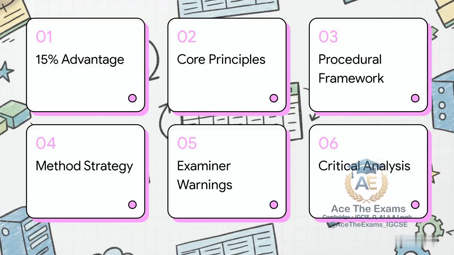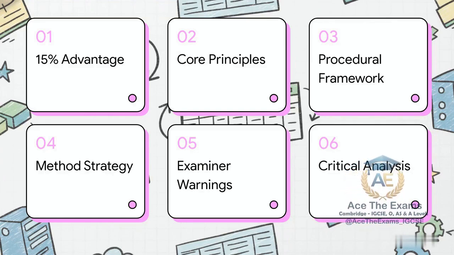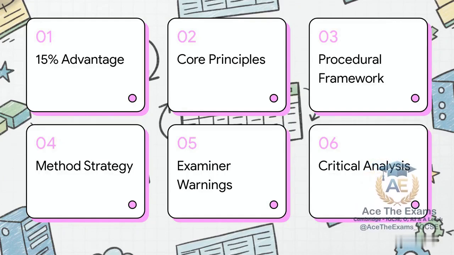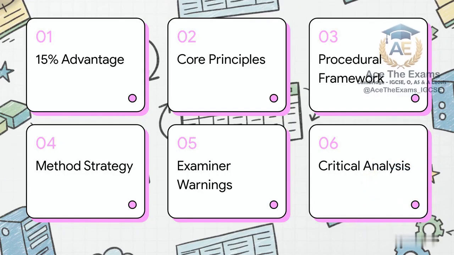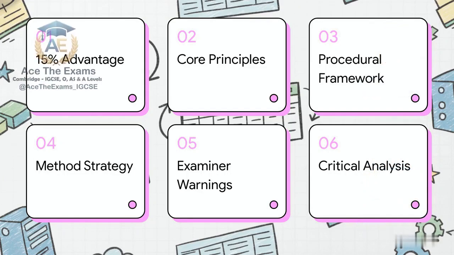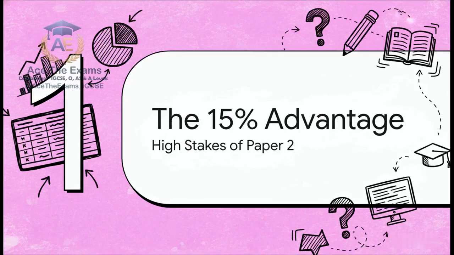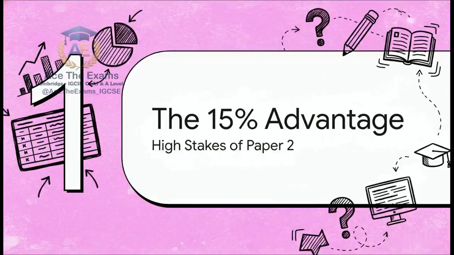So, here's our roadmap for today's session. We'll start with the 15% advantage, move into core principles, unpack the procedural framework, reveal the method mark strategy, highlight the top 3 examiner warnings, and finish up with critical analysis. Let's get right into it. Section 1. The 15% advantage and the high stakes of Paper 2.